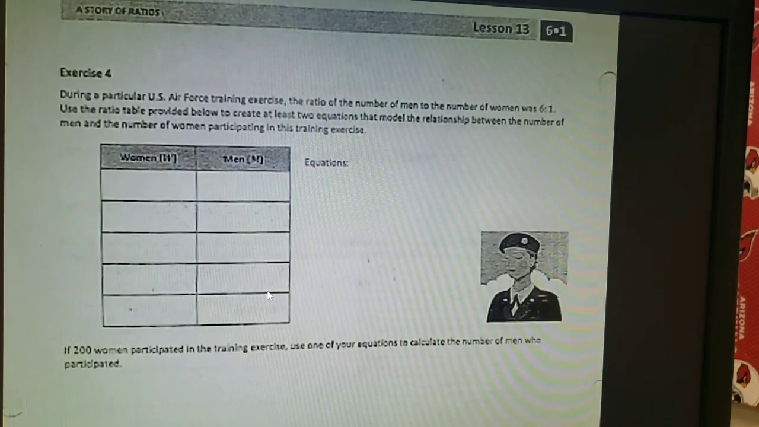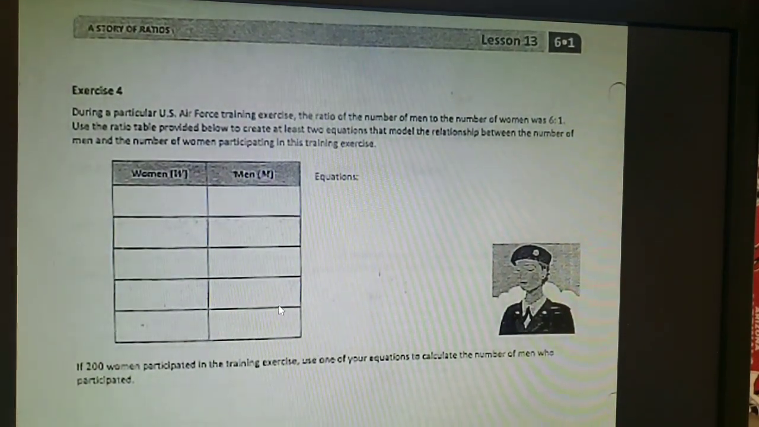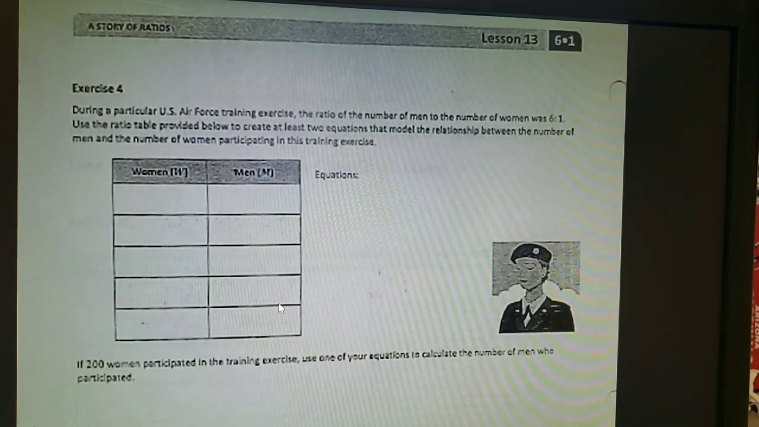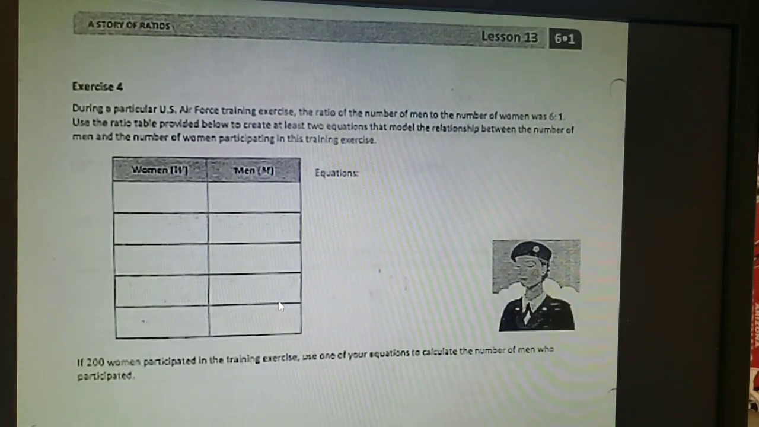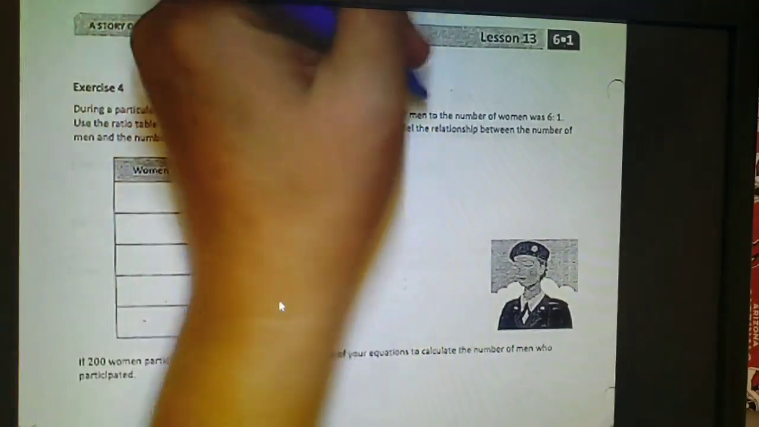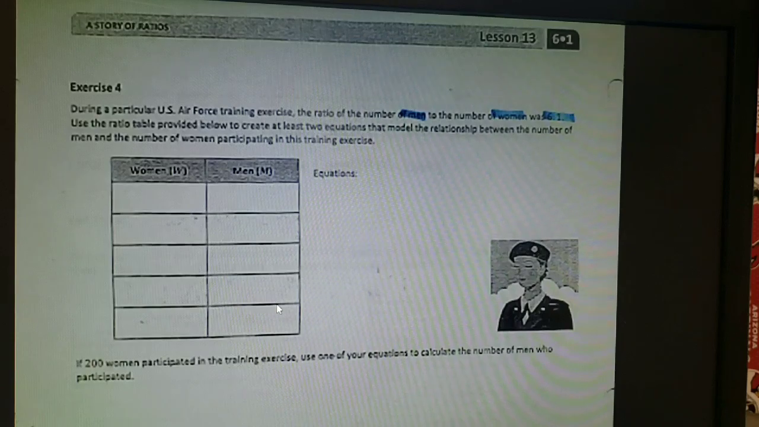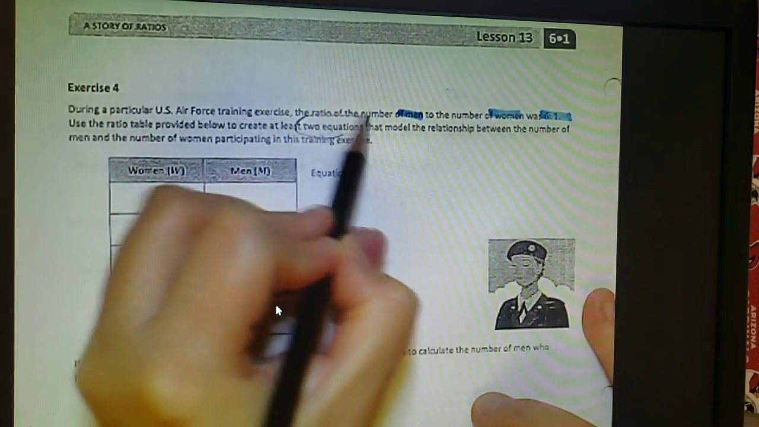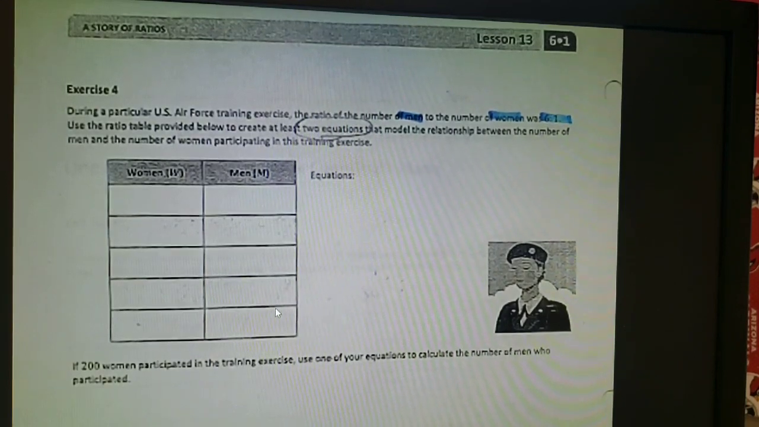All right, lesson 13, we are just going to look at exercise number 4, making sure that you guys can create those different equations based off of the table that you are given. So during a particular U.S. Air Force training exercise, the ratio of the number of men to the number of women was 6 to 1. So men to women, 6 to 1. Use the ratio table provided to create at least 2 equations that model the relationship between the number of men and the number of women participating.